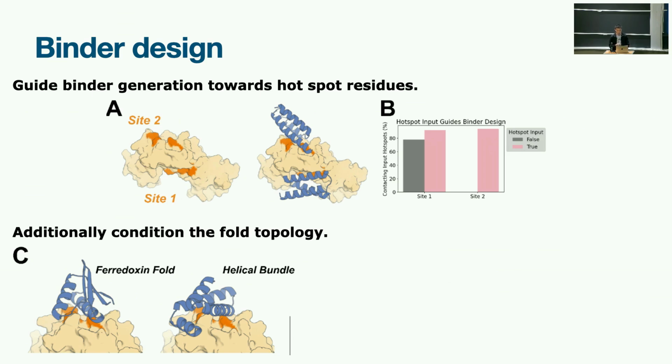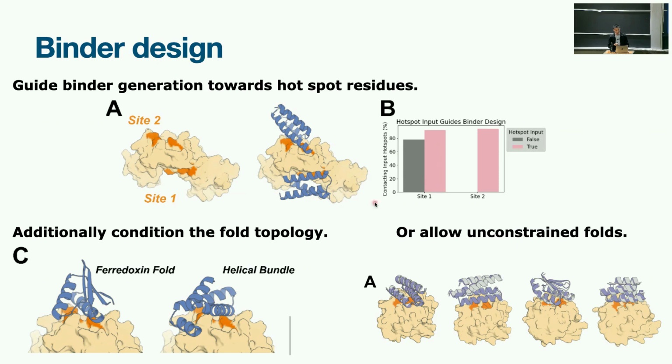But you could also condition on the fold topology, so what kind of protein you want to generate. You can tell it both bind here, but also this is the kind of fold you want it to be, or the topology. You can also tell the model to hallucinate and come up with its own type of protein that will bind at that location.